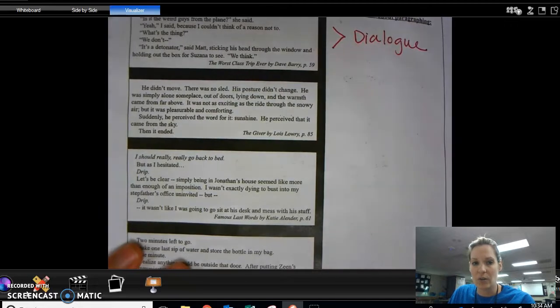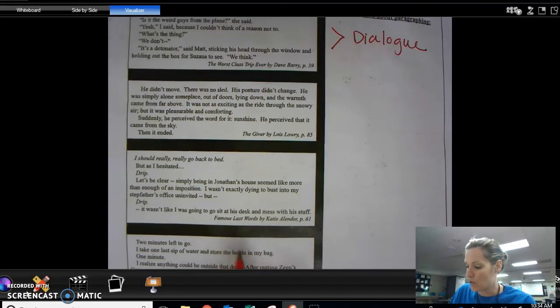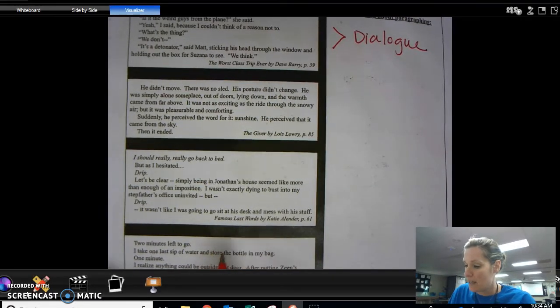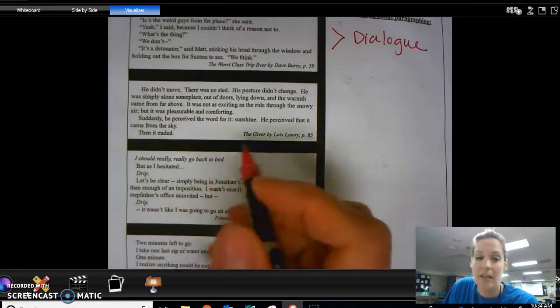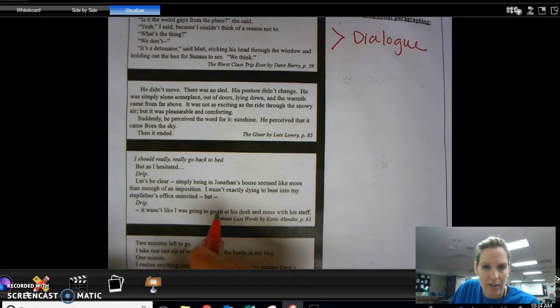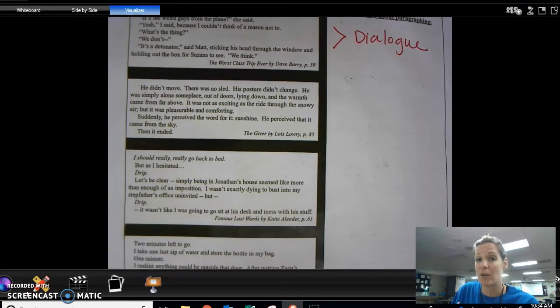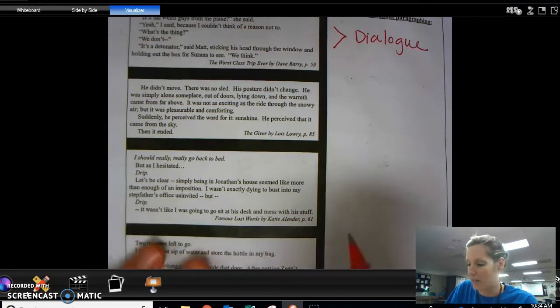What I do want us to do is go down to this one about famous last words. We're going to take a look here at what Katie Allender did. "So I should really go back to bed." Notice it's in italics. The character is talking to herself in this situation. She's talking in her head, and therefore, instead of quotation marks, the writer has put those words into the italics.